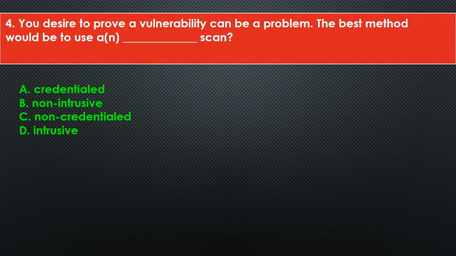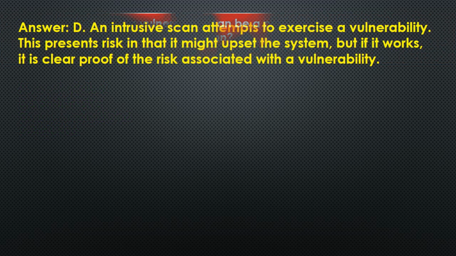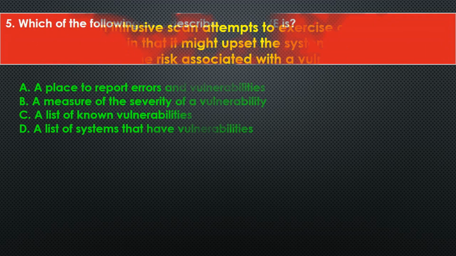4. You desire to prove a vulnerability can be a problem. The best method would be to use A. Credentialed, B. Non-intrusive, C. Non-credentialed, D. Intrusive. Answer, D. An intrusive scan attempts to exercise a vulnerability. This presents risk in that it might upset the system, but if it works, it is clear proof of the risk associated with a vulnerability.